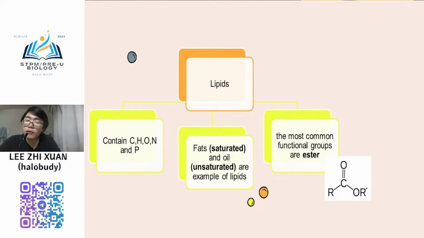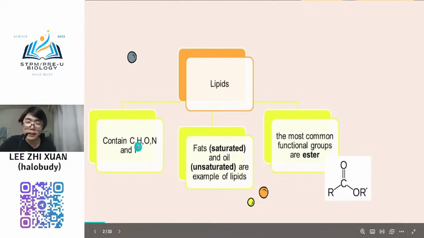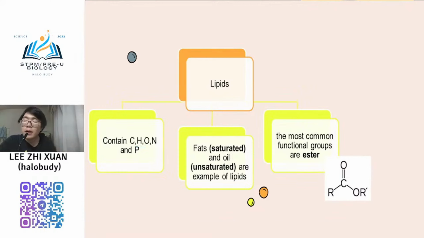So lipid, according to organic chemistry, normally contains carbon atoms, hydrogen atoms, oxygen atoms, nitrogen atoms, and also phosphorus atoms. The difference from water and also carbohydrate is that lipid does not have a fixed ratio. There is no fixed ratio for lipid. So there are many manners of composition for lipid. So lipid contains carbon, hydrogen, oxygen, nitrogen, and phosphorus.